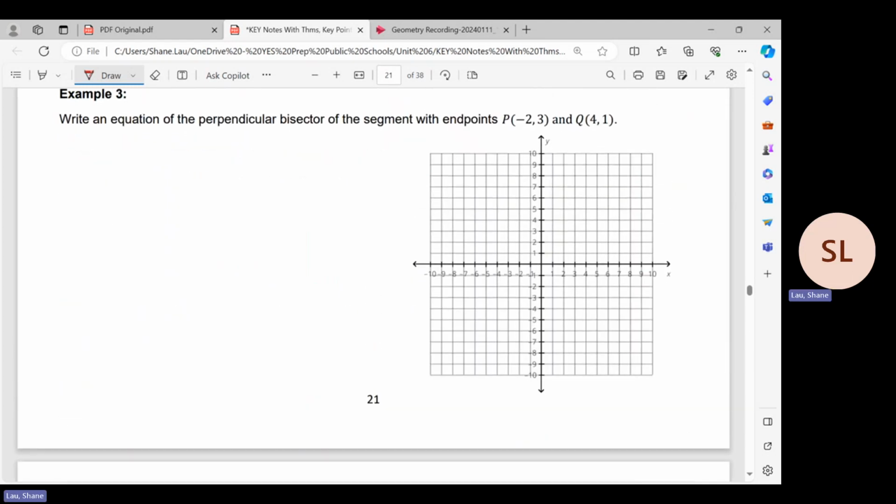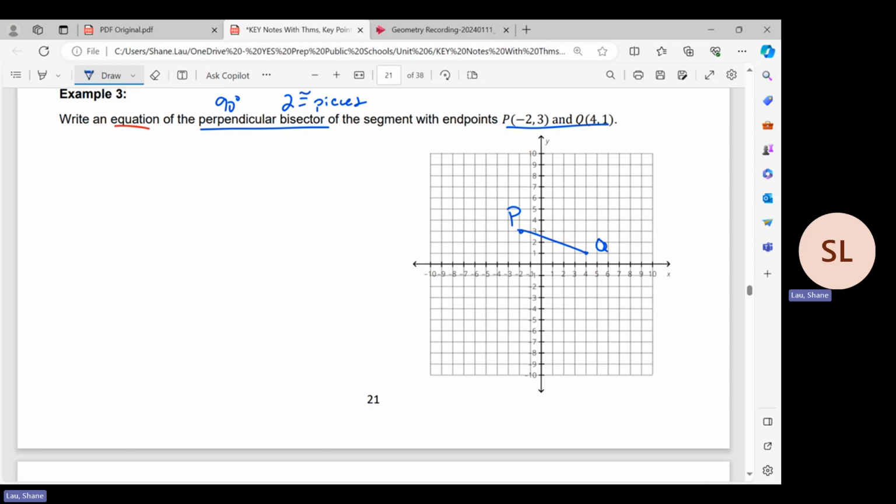We have example 3 here. Example 3 wants us to write an equation with the perpendicular bisector, remind ourselves 90 degrees, and two congruent pieces, with endpoints P and Q at (-2, 3) and (4, 1), respectively. So go ahead and mark that in. That's P. This is Q. Connect them. And we're looking for the perpendicular bisector, more specifically the equation of the perpendicular bisector.